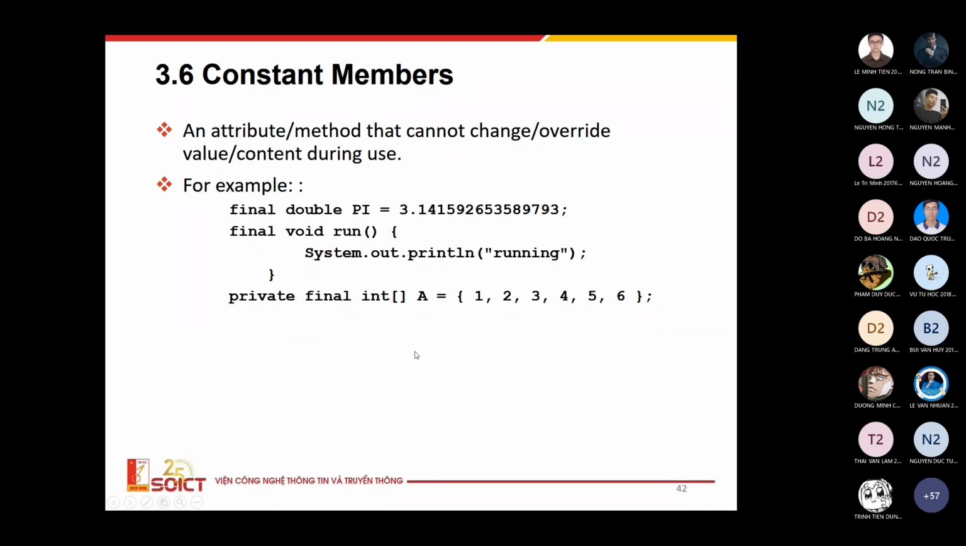And we have this slide to talk about the constant member of a program. For example, you can have some attribute or some method which cannot change or be overridden during use. So you can declare it as the constant member of the class.